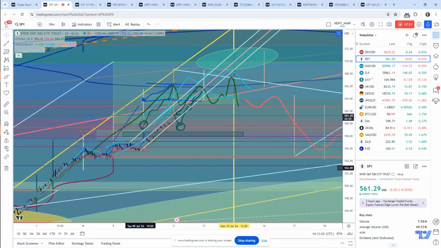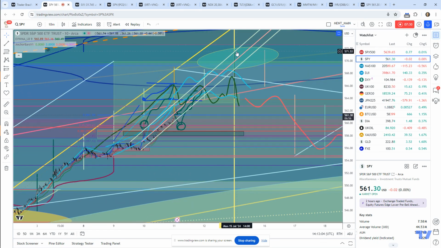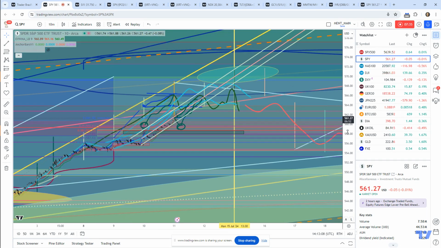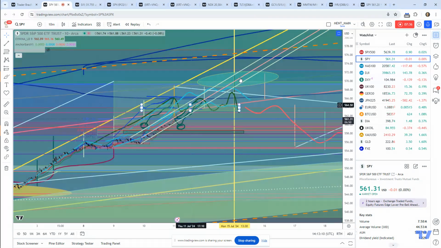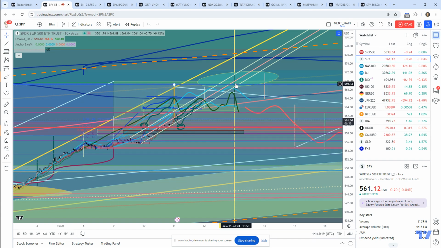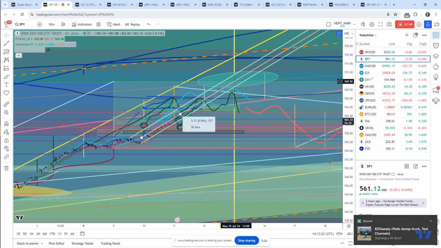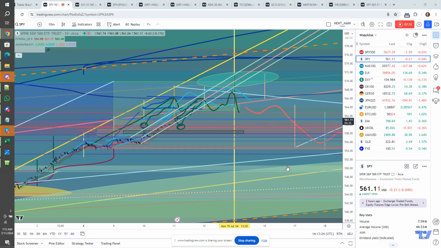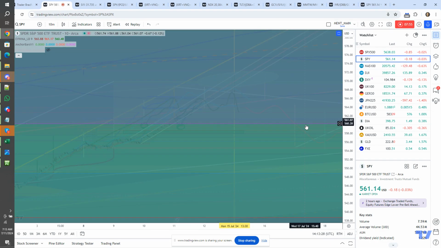And again, this is a 100% measured move. So, very difficult to argue with the fact that this is a beautiful 100% measured move up into the 566 plus area, possibly 571, 572, and then we roll into this downward breakdown next week.